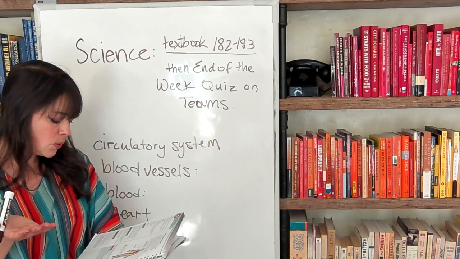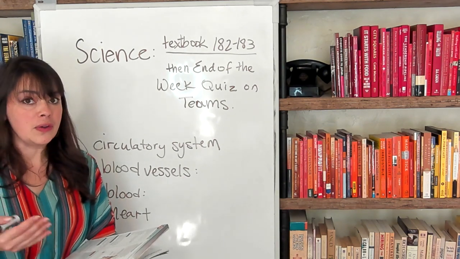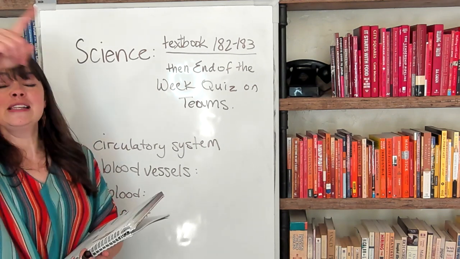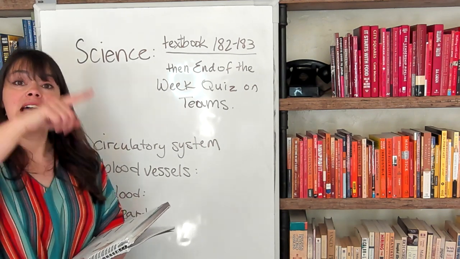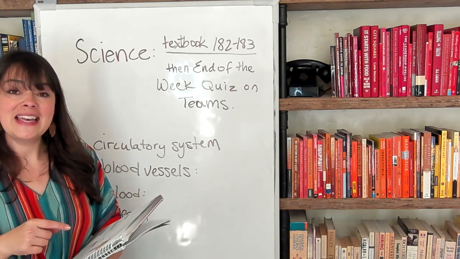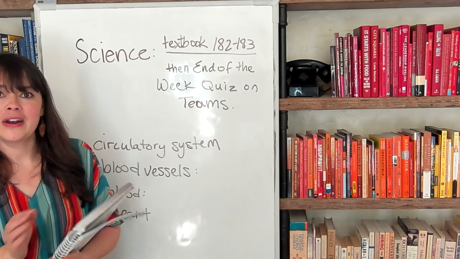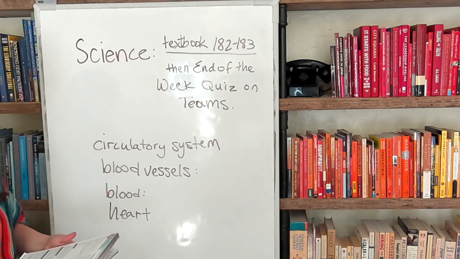Circulatory. It sort of sounds like circle or circulate. It should make you think of something like this, and that's because that's what the circulatory system is. It's the parts of your body that help the blood move all around your body and get you what you need.